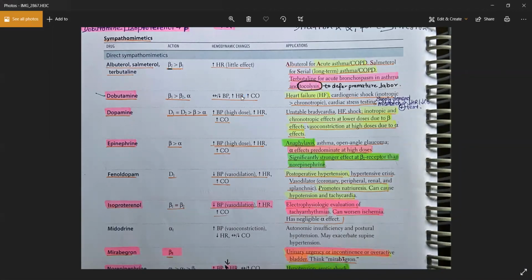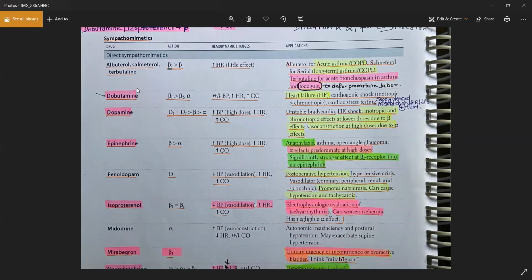Kidney. Where in the kidney? JG cells. Exactly. And what do they do? Renin secretion. Exactly. Good. So the agent which has a predominant beta 1 effect is dobutamine.